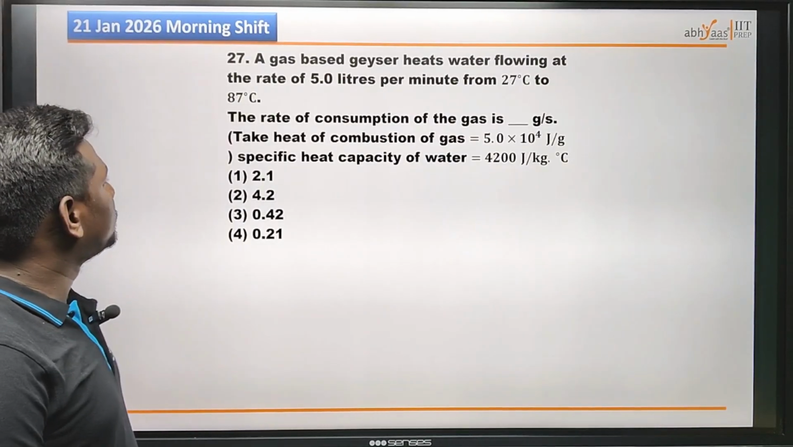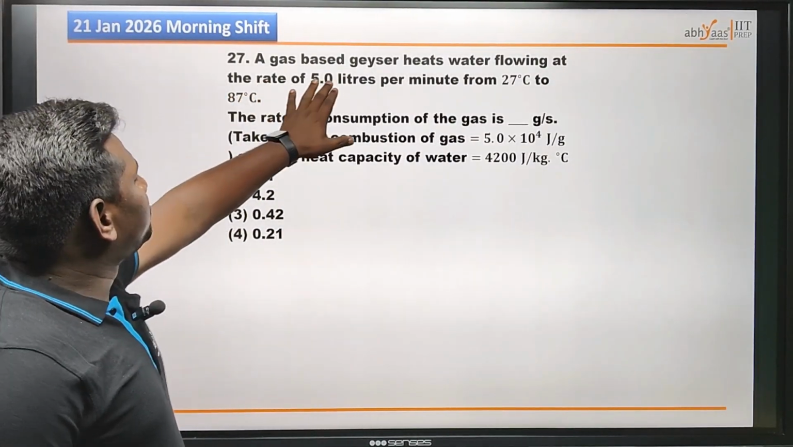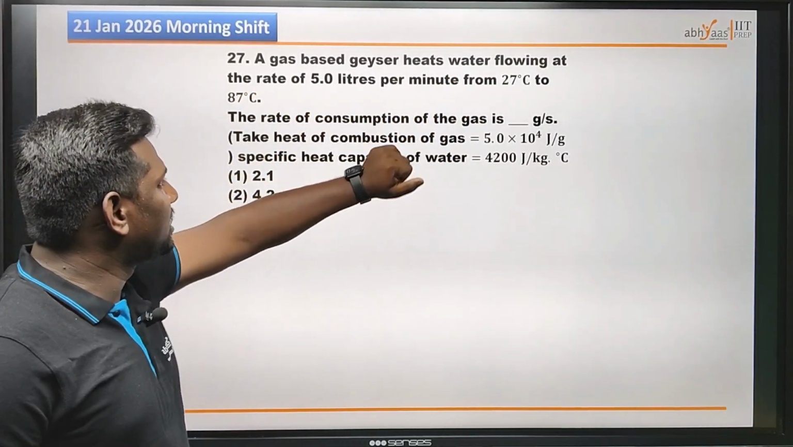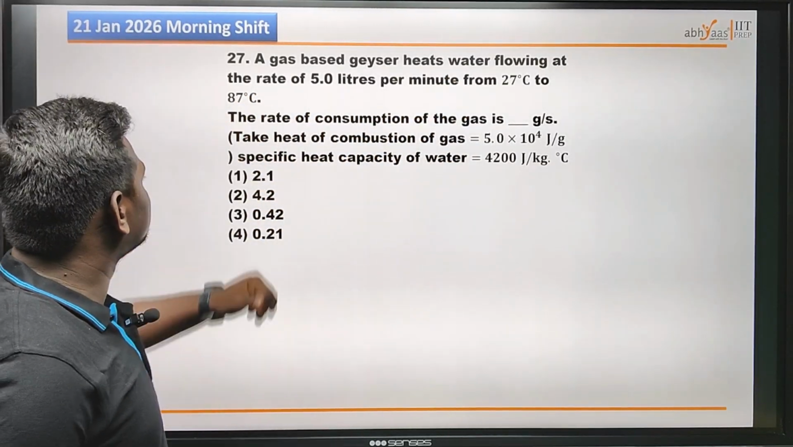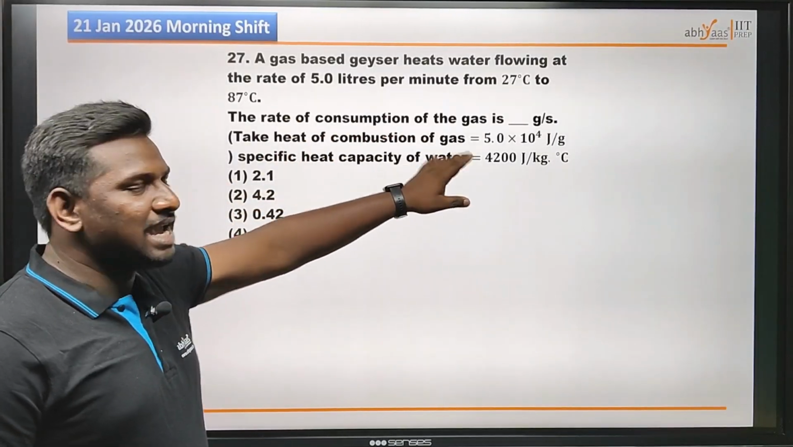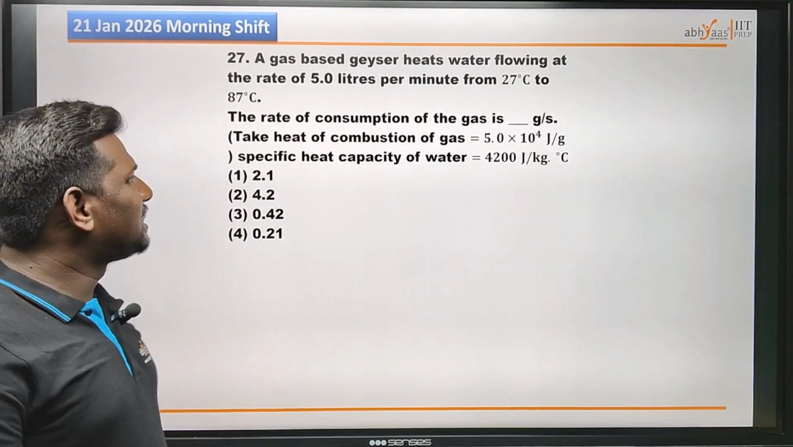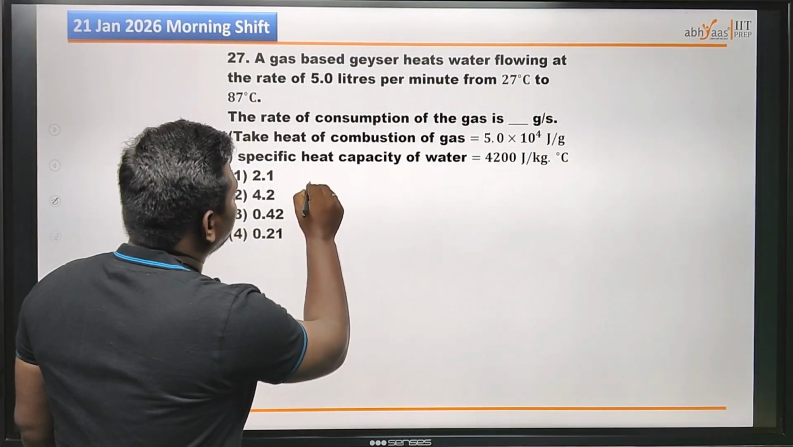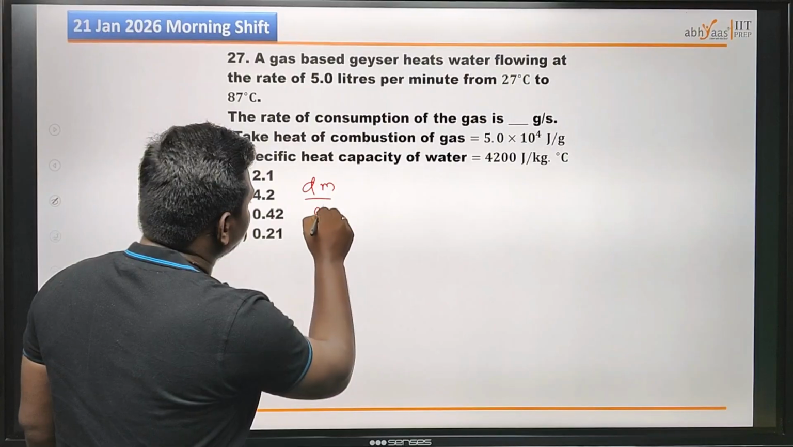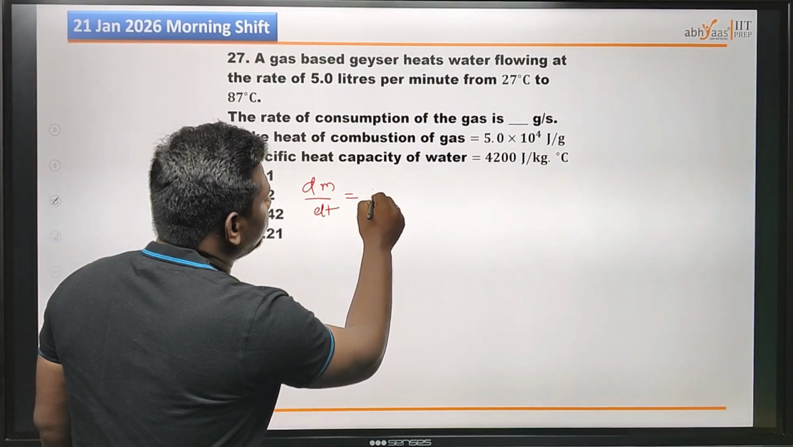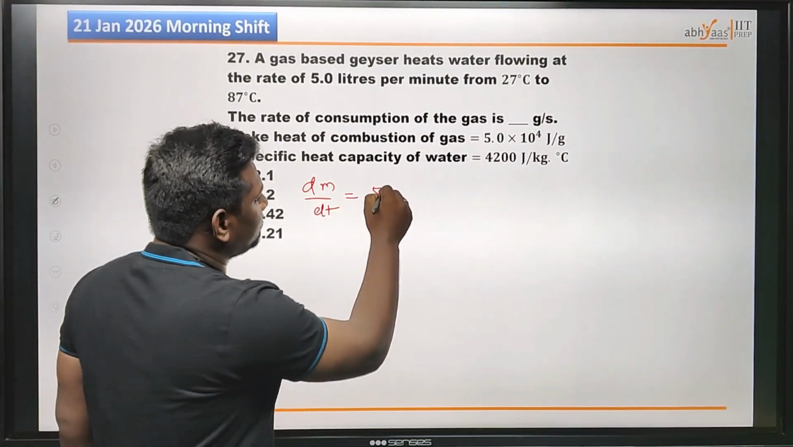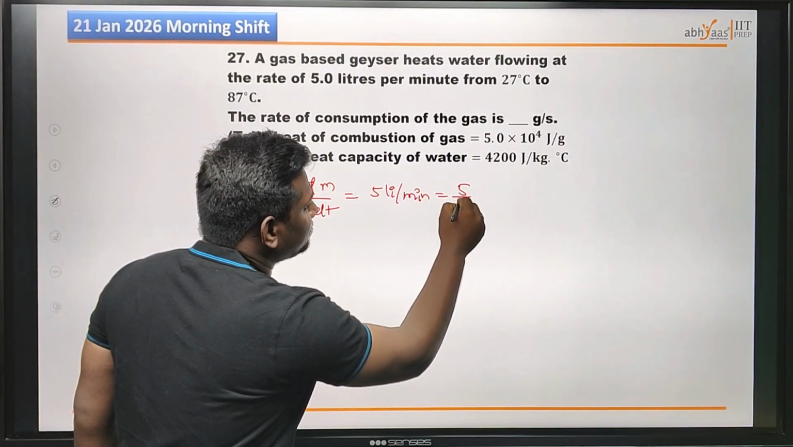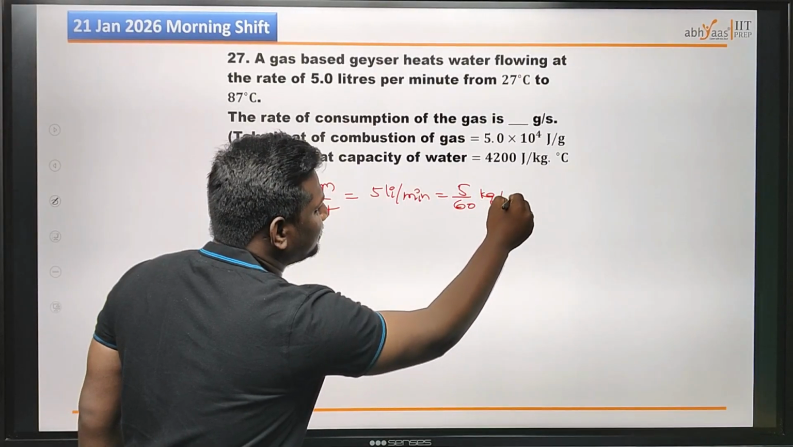So next, question 27. A gas based geyser heats water flowing at a rate of 5 liters per minute from 27 degrees to 87. The rate of consumption of the gas. What are they asking? They are asking the rate of consumption of gas. So we take the rate of mass dm by dt, 5 liter per minute, and convert it to kg per second.